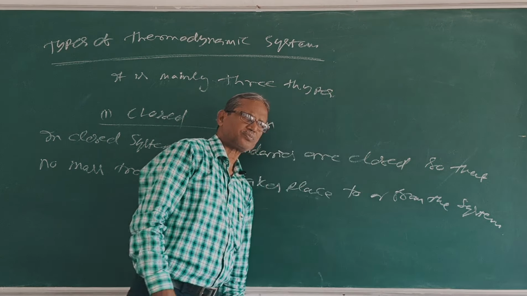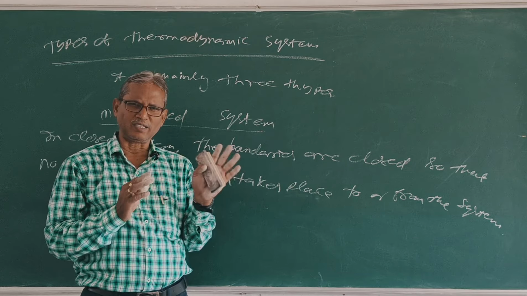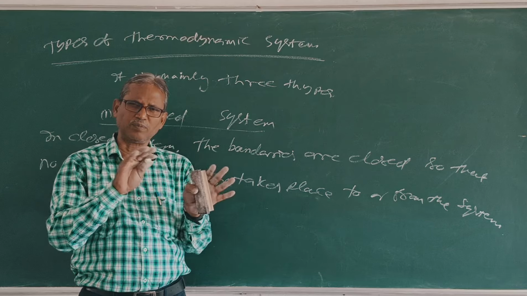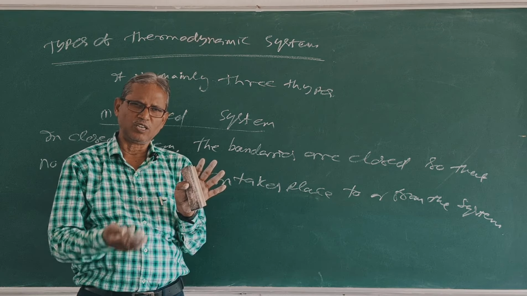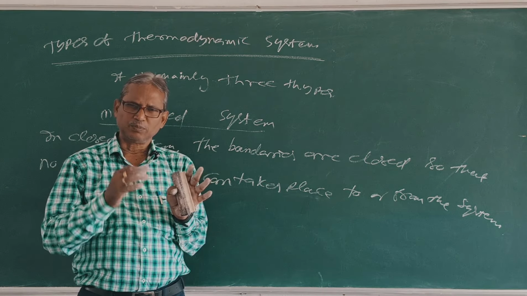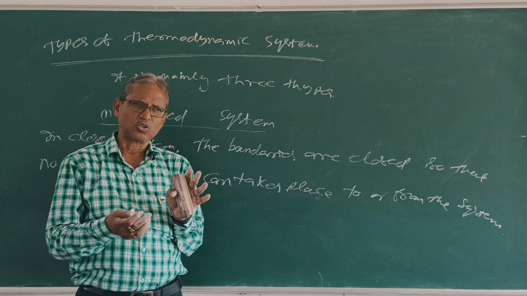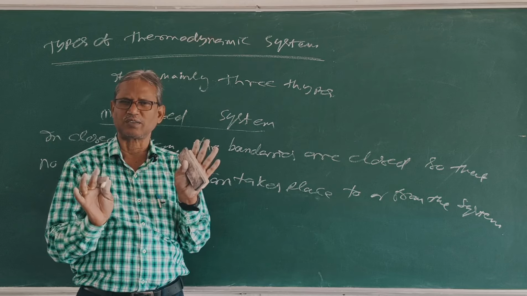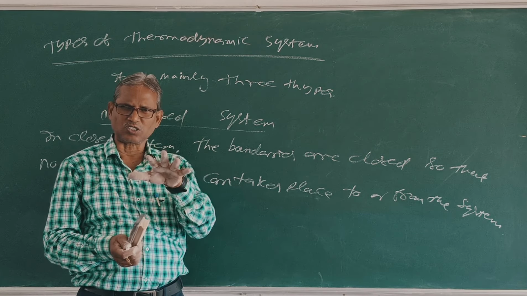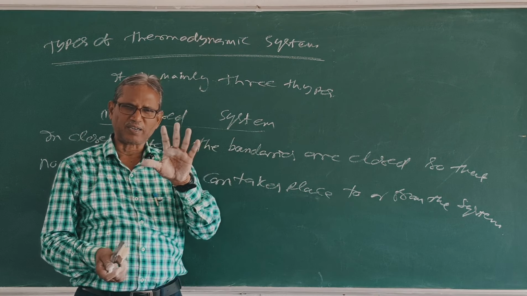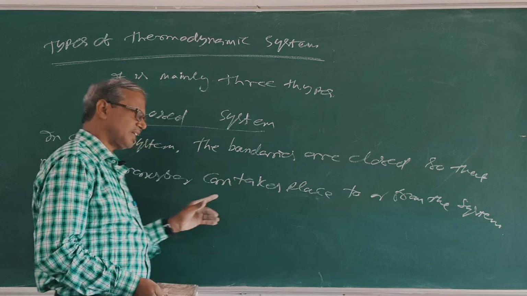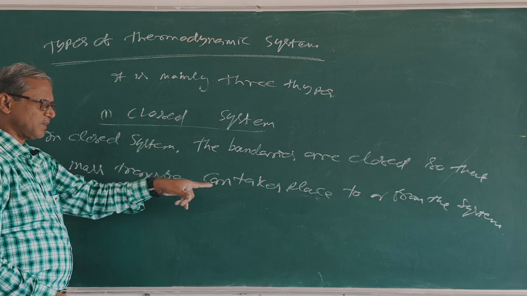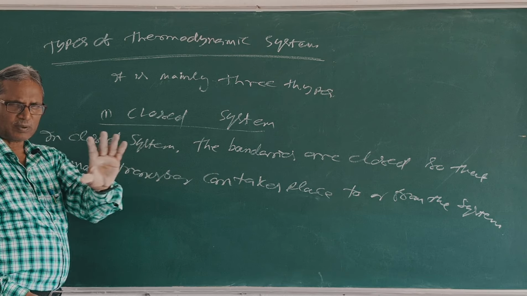Clear? Suppose a pressure cooker, we will take as an example. If you put some fruits and the outside cover is closed and you give heat, the fruits can convert into curry, so heat can convert into work. Energy transfer can take place, but the mass remains constant. Clear? Since this is a closed system, the mass remains constant, but energy transfer can take place. So in this system, the boundaries are closed so that no mass transfer takes place to or from the system or across the boundary of the system.